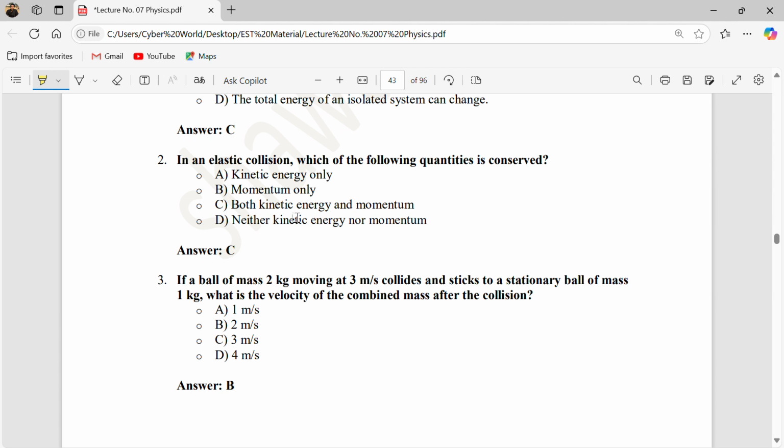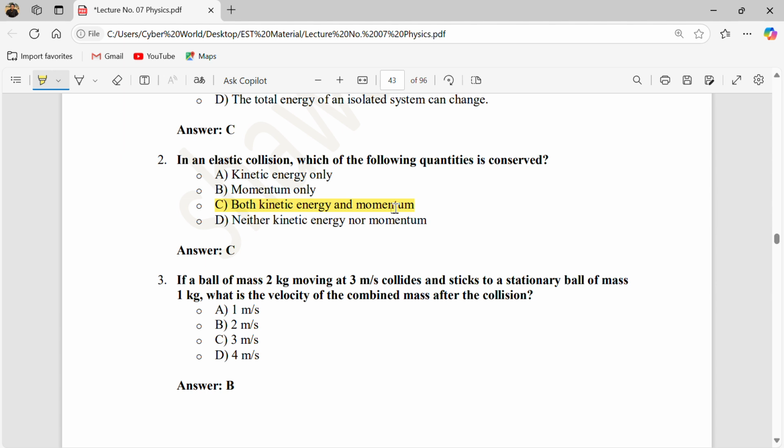In an elastic collision, what is an elastic collision? First of all, an elastic collision is a collision in which your total energy is conserved. So in an elastic collision, which of the following quantities is conserved? In an elastic collision, both the kinetic energy as well as the momentum are conserved. So the correct answer is C, both, because there is no option of potential. The only answer is both kinetic energy and momentum are conserved in elastic collision, but in inelastic collision it is not conserved.